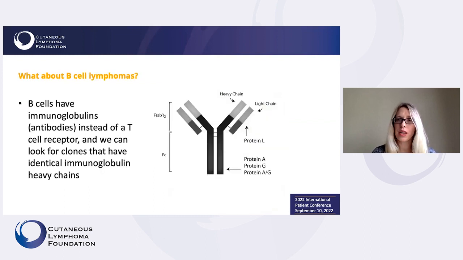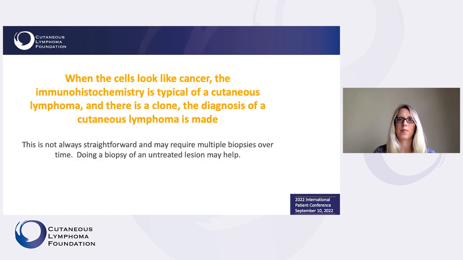Now, if we're trying to diagnose a B cell lymphoma, we can look for clones there too. Instead of looking at the T cell receptor, we look at the immunoglobulins that the B cell makes. B cells make antibodies. That's their main job. There are different parts of the antibody, especially this heavy chain, this larger part of the antibody, that we can amplify to see if those are clones.